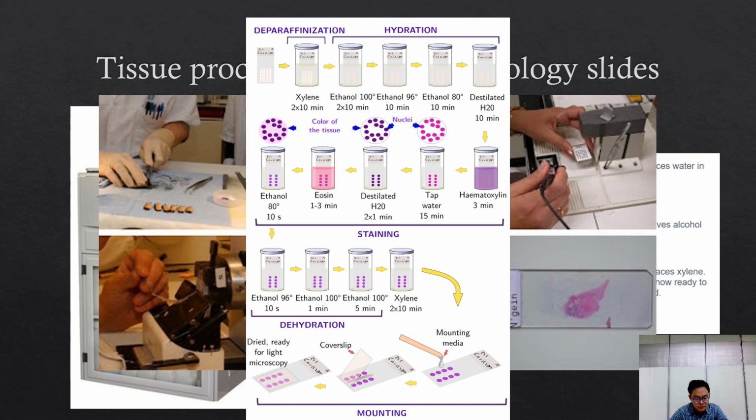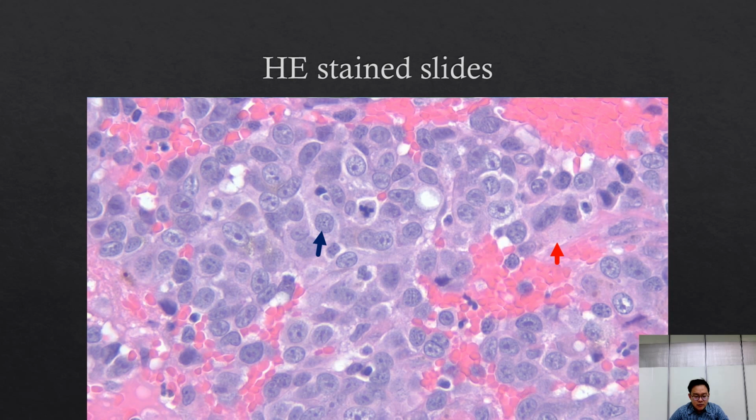This is a picture of HE stained slides, which is a tumor. We can see the nuclei are blue, like this, and the cytoplasm is pink, and we can also see that these are red blood cells.